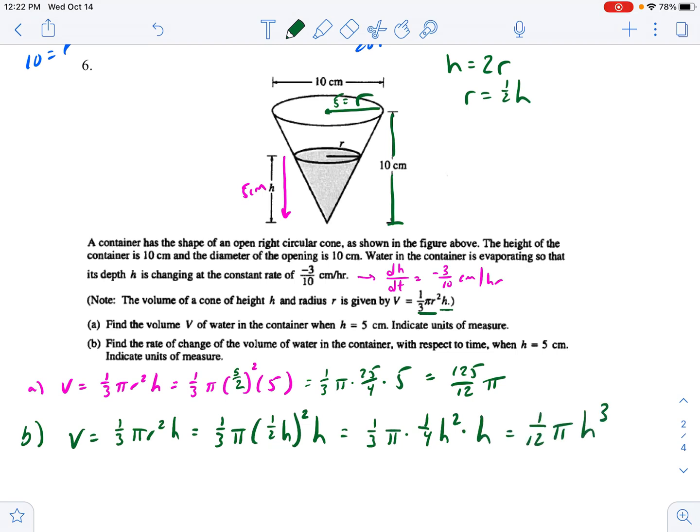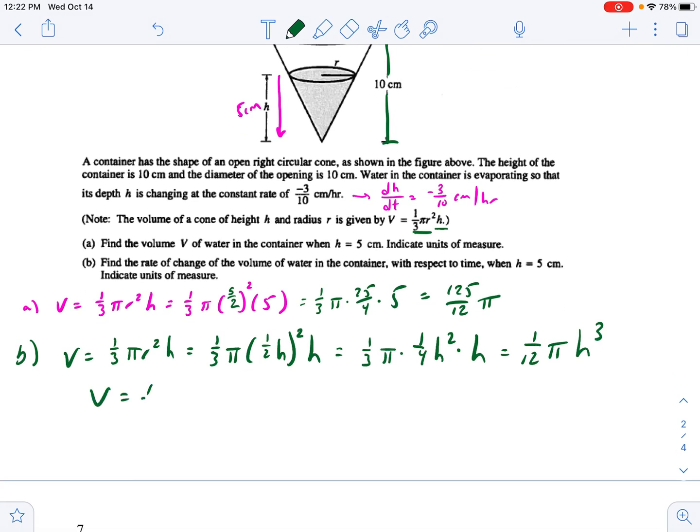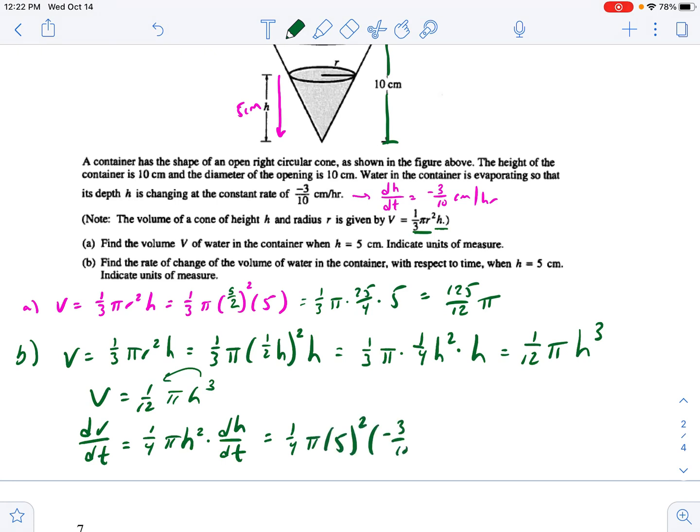And if we clean it up, we're looking at 1/12 pi h cubed. So here's the volume of this particular cone. Okay, now if I take the derivative, I've got no more product rule, and I've only got h's to deal with. So I'm going to get 3/12 or 1/4 pi h squared times dh dt. And now we know both h and dh dt.